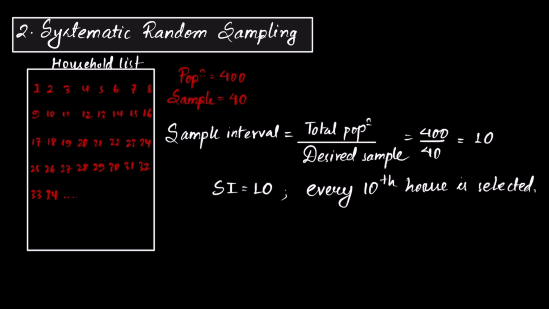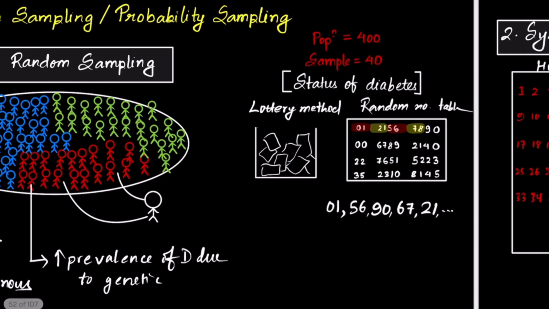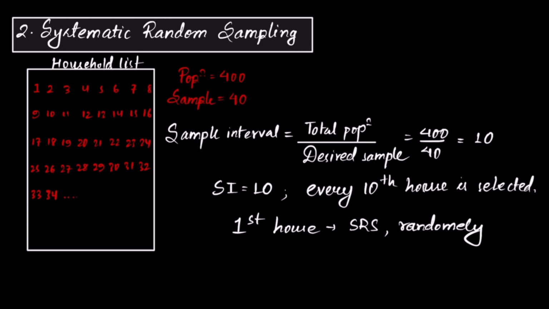So in this case, a system has been used in order to choose the participants for the sample. Now, how is it that we make this random? We make this random by selecting the first house using simple random sampling, or randomly. So you choose the first house randomly, and after the first house has been chosen randomly, you will start choosing every 10th house after the first house. Let's say you applied the lottery method to choose the first house and it came out to be house number 3. Now you'll start choosing every 10th house after house number 3.